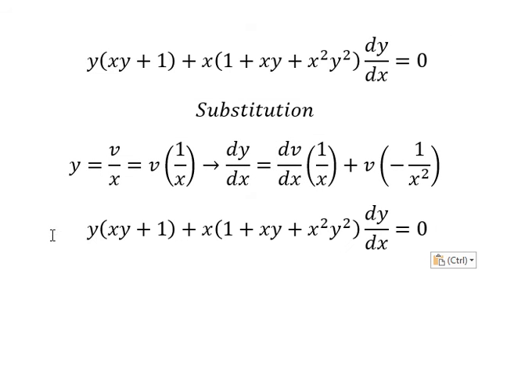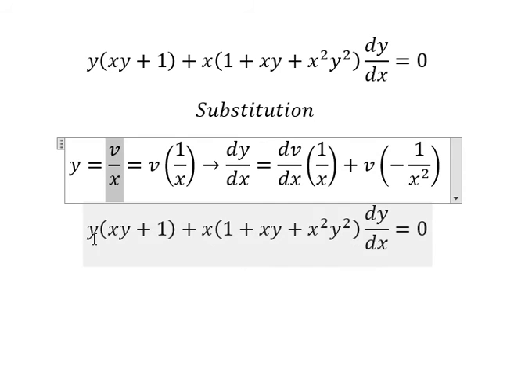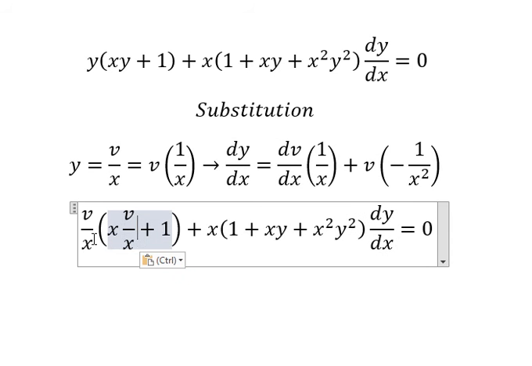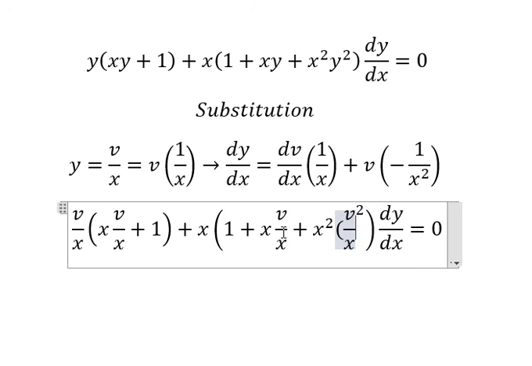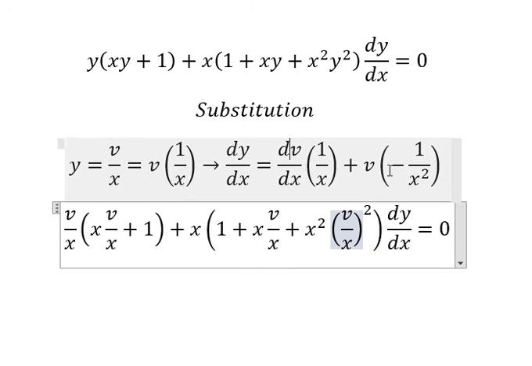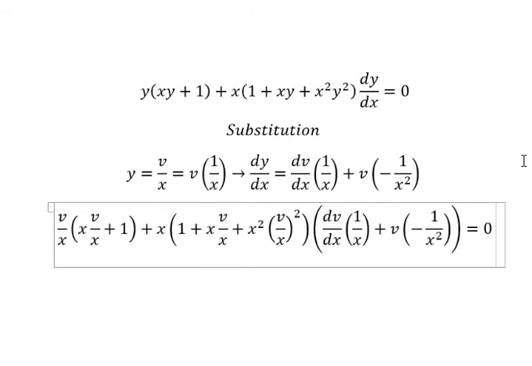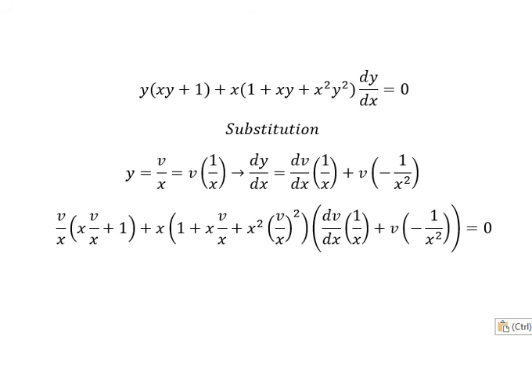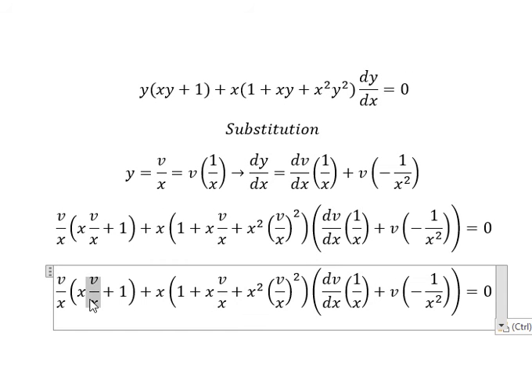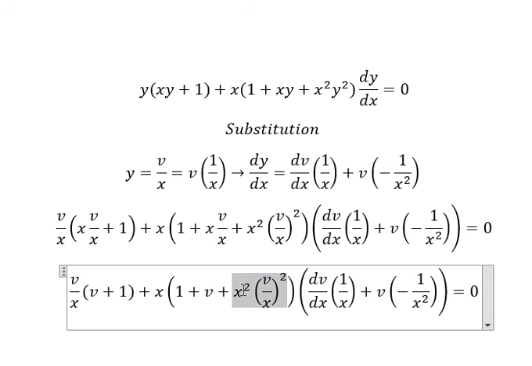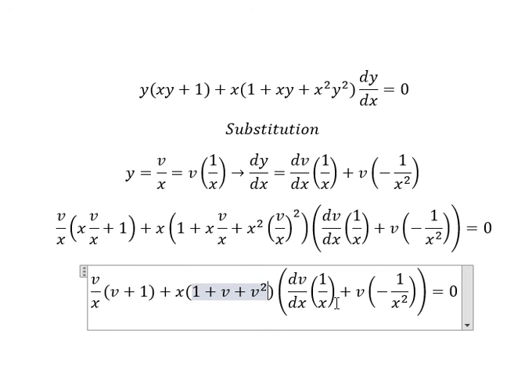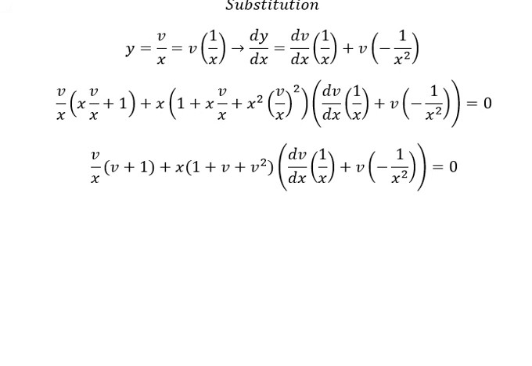Now we need to change y into this one. dy over dx we change by this one. Next, this one that is about v square. Now we multiply both sides by x.